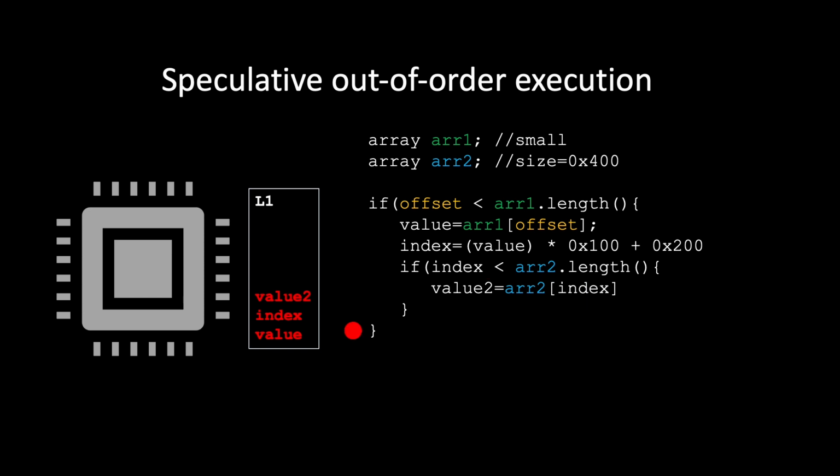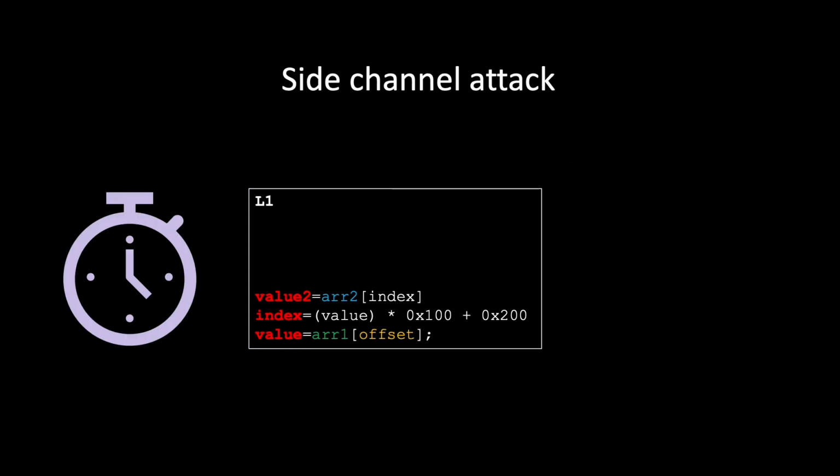So anyway, the evaluation is wrong. So offset is larger than the array's length and the program terminates. However, these values are still in cache. As I've said before, it's not only the values that are in the cache, it's the whole expression. The whole evaluation of the expression is in the cache. So you can imagine you have not only value, index and value 2 in the cache, you have value equals array 1 offset and so on in the cache.